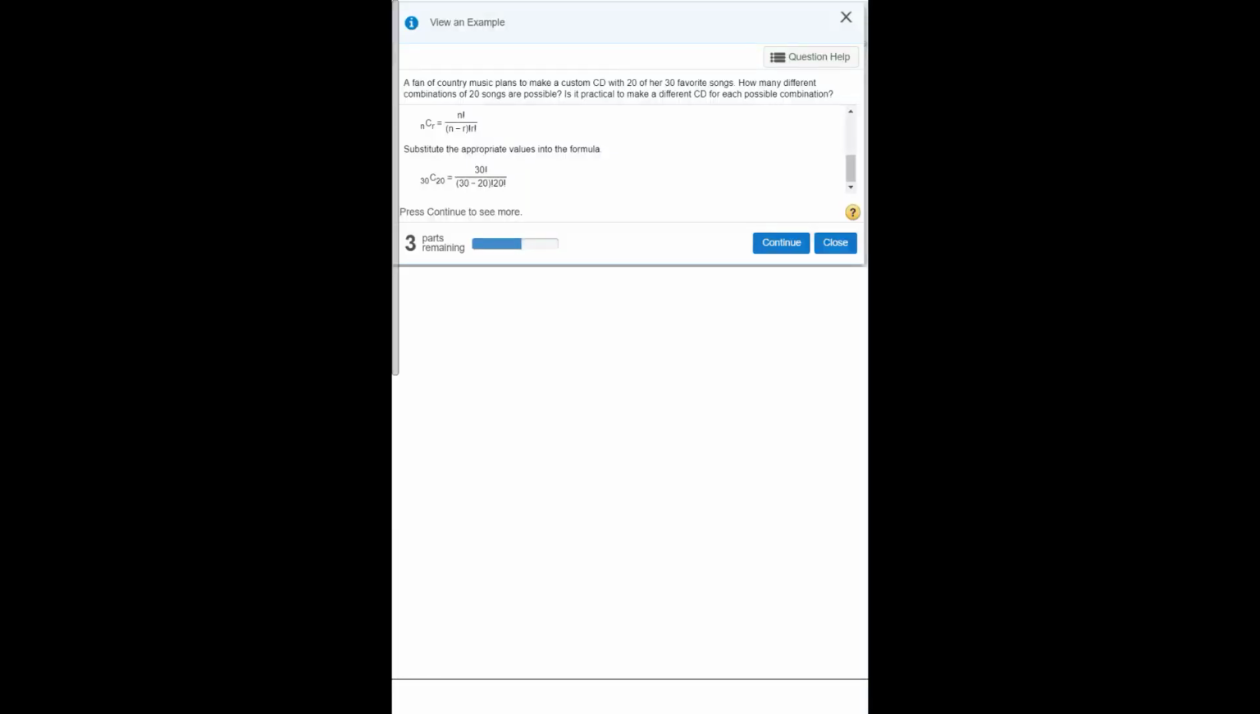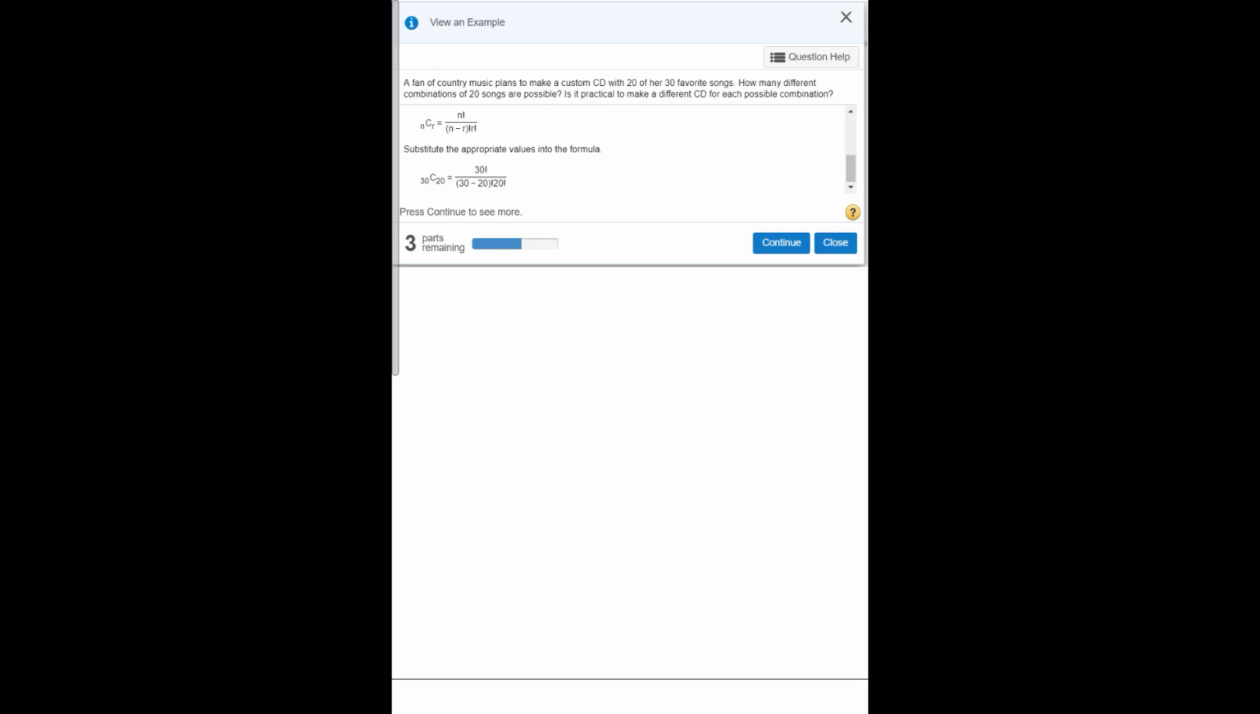All right, so what we have here is a problem that deals with the combination formula. A fan of country music plans to make a custom CD with 20 of her 30 favorite songs. How many different combinations of 20 songs are possible? Is it practical to make a different CD for each possible combination?